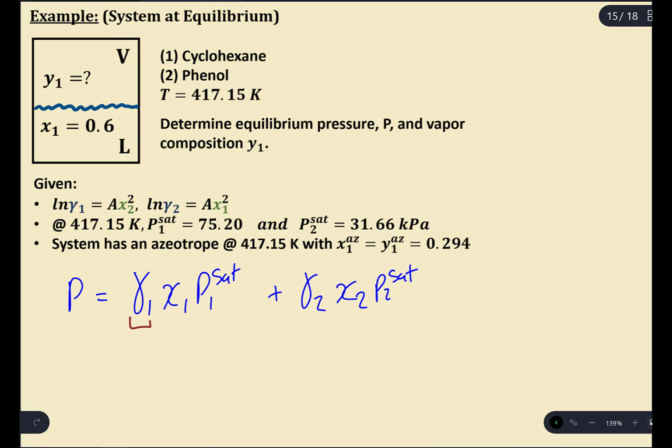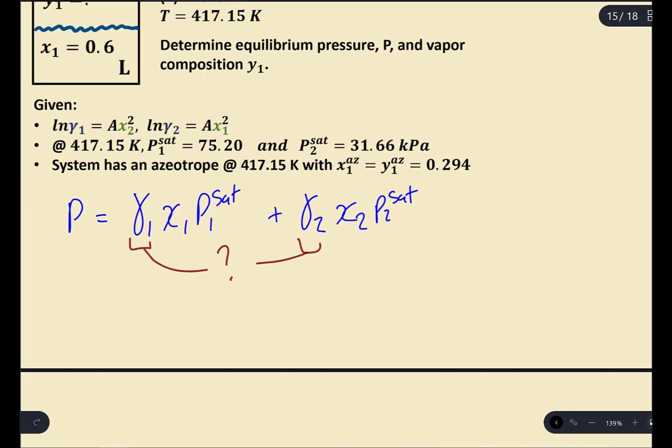plus gamma 2 x2 P2 sat. But now we don't know what the activity coefficients are, so we need to solve for them. And to solve for them, we need to find A. But we know the azeotrope will give us the ratio of what? Gamma 1 to gamma 2, right? So let's do some math there to figure that out and try to solve for A.